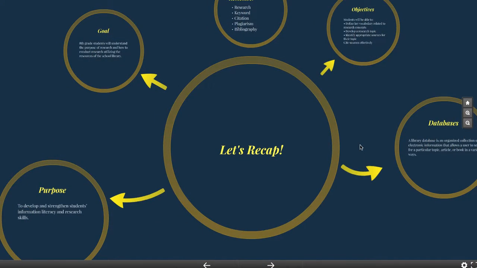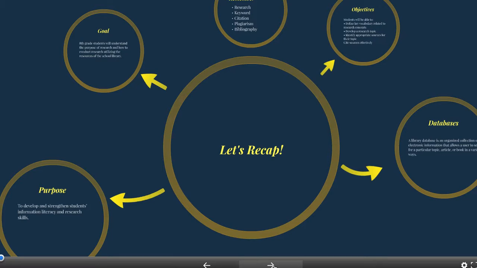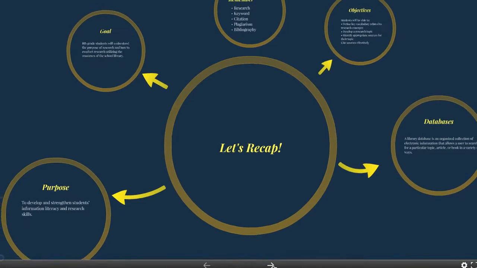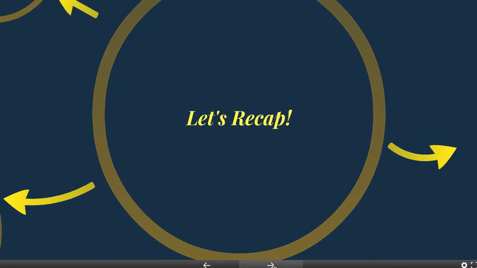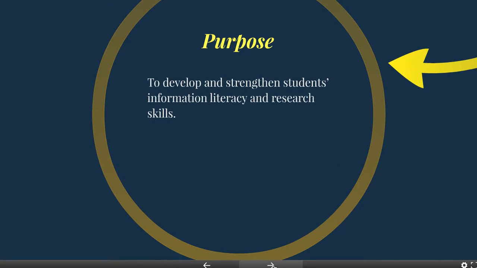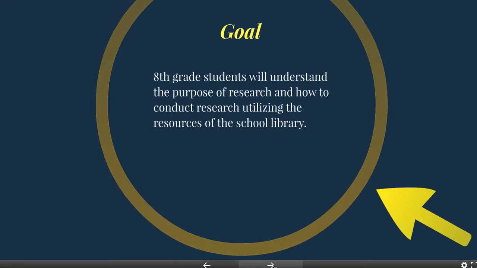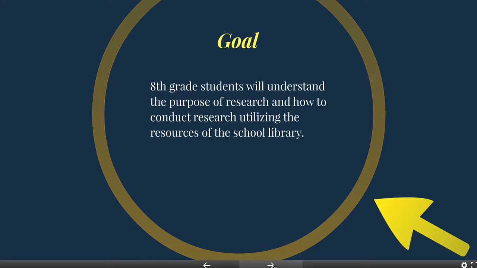Okay, so we've made some progress in this lesson, and now is the time to settle in and recap some information. We want to remember that the purpose of the lesson is to develop and strengthen your information literacy and research skills. Our goal is to give you an understanding of the purpose of research and how to conduct research utilizing the resources of the school library.